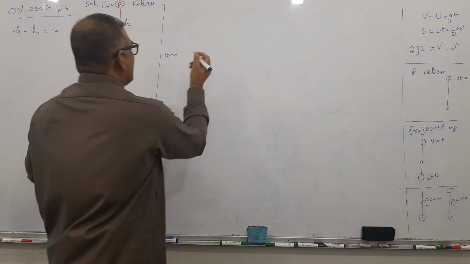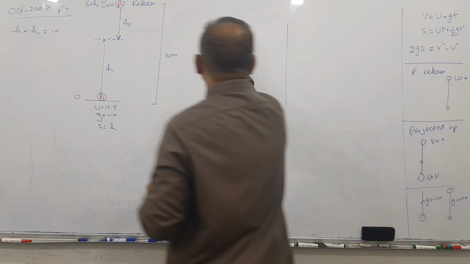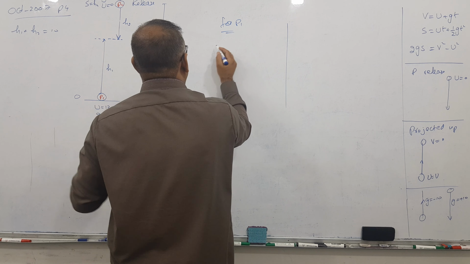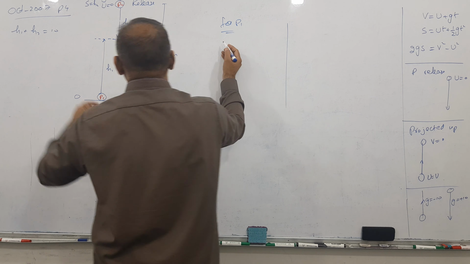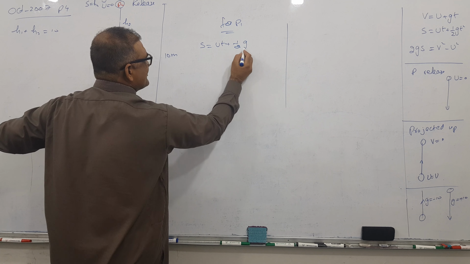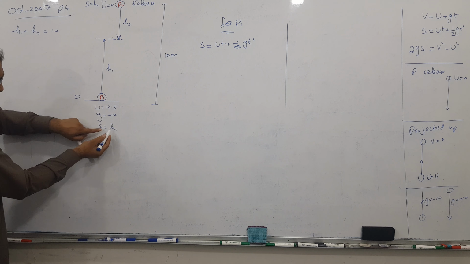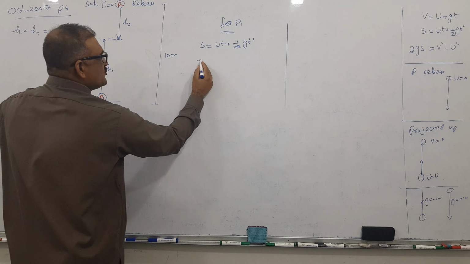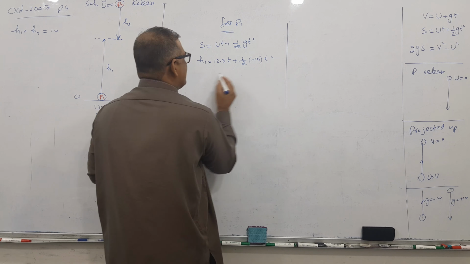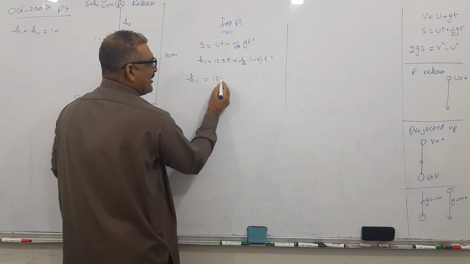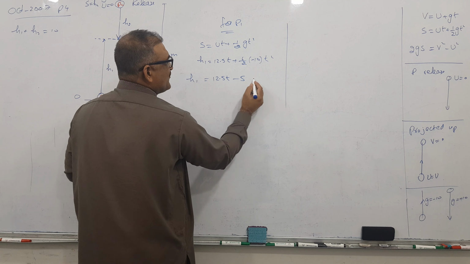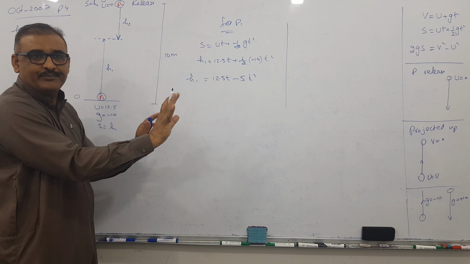Bismillahirrahmanirrahim. So for P1, the data is given here, so I will use the second equation of motion: s equals ut plus half gt squared. S is h1, u is 12.5, so 12.5t. While going upward, gravity is negative 10, so I use negative 10 and t squared as it is. So h1 gives you 12.5t minus 5t squared. Leave it here.